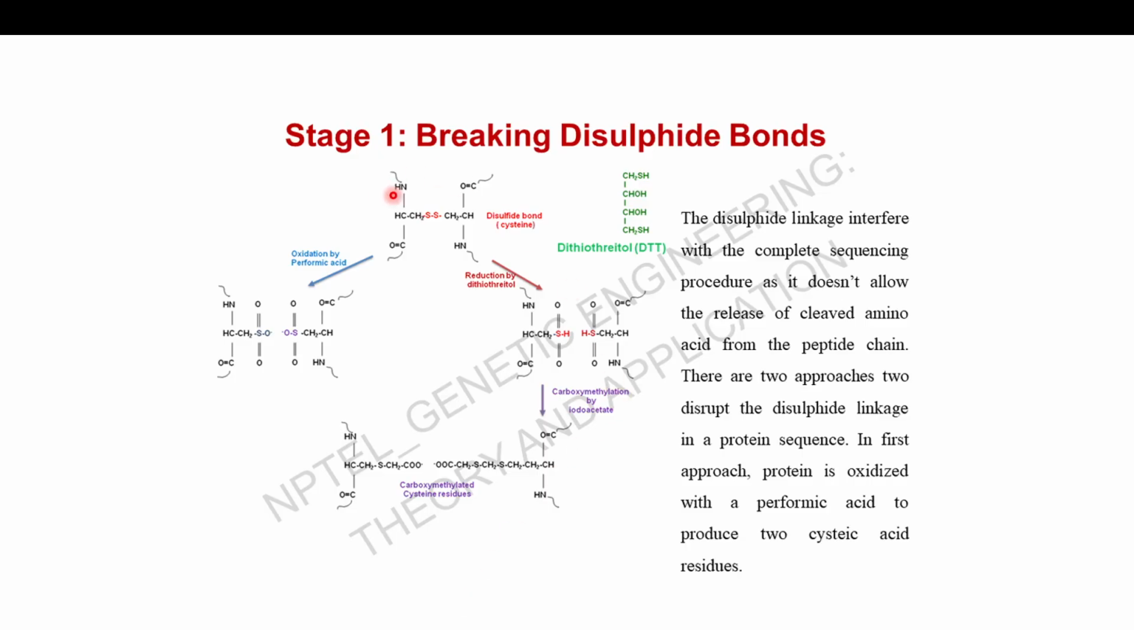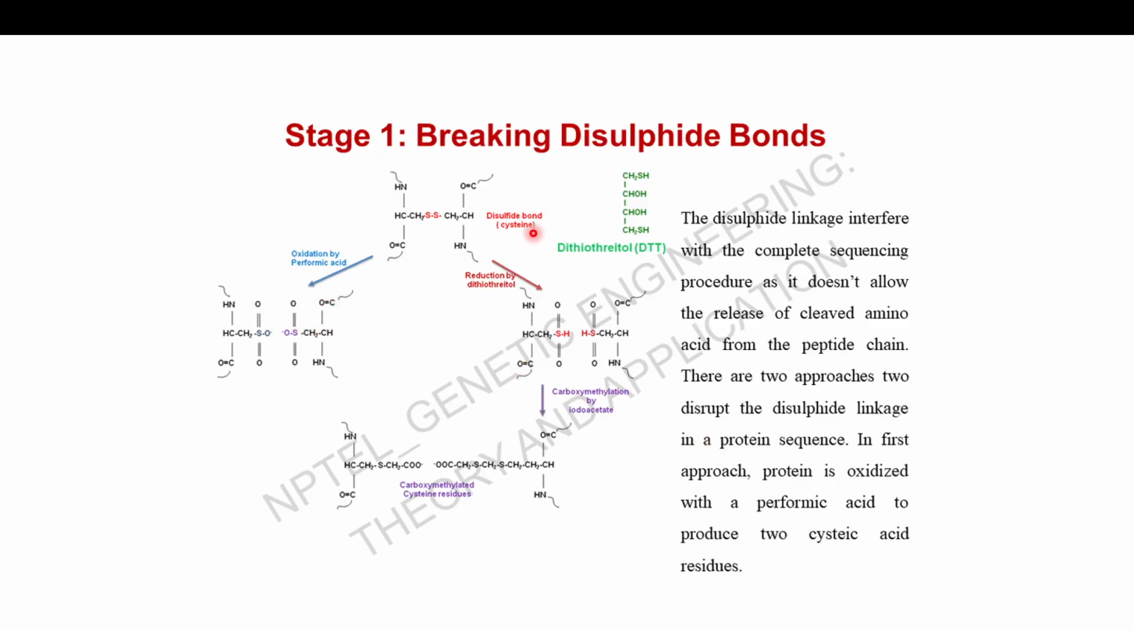So, one way to do protein sequencing is breaking the disulfide bonds. The disulfide linkage interferes with the complete sequencing procedure because it doesn't allow the release of the cleaved amino acid from the peptide chain. So there are basically two approaches to disrupt the disulfide linkage. The first approach is that the protein is oxidized with performic acid to produce two cysteic acid residues.